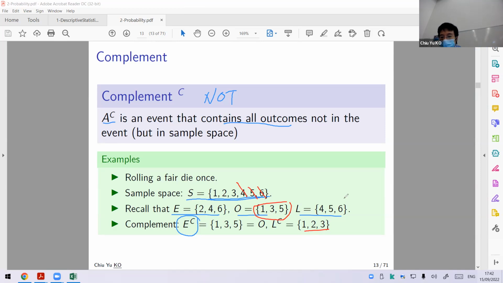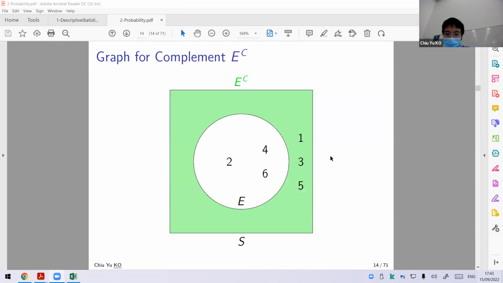I hope this is okay, because if you learn additional math, it is there already. If you learn math for econ, like some of you, you should have learned it. Is that okay? Complement is just not. Later you will understand why we want to learn this, because it is convenient for calculation. We will use this complement idea in the rest of the semester. We always use this rule; you didn't notice, but we have to use it all the time.